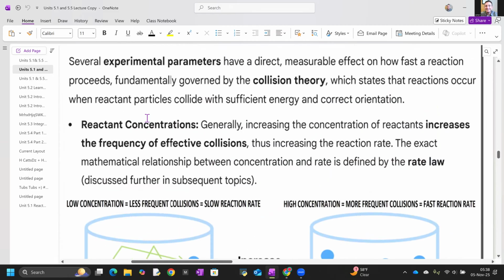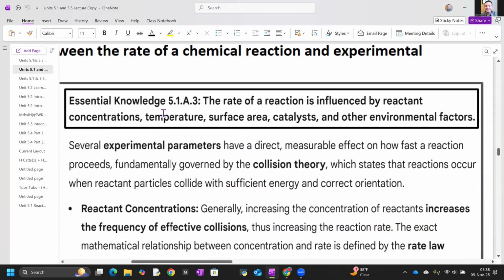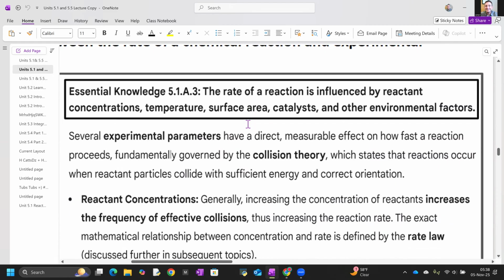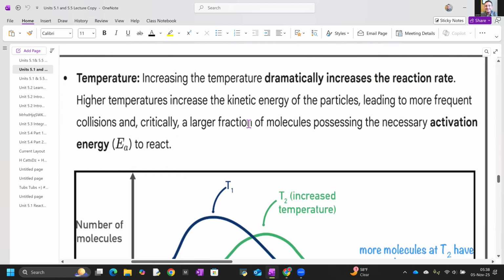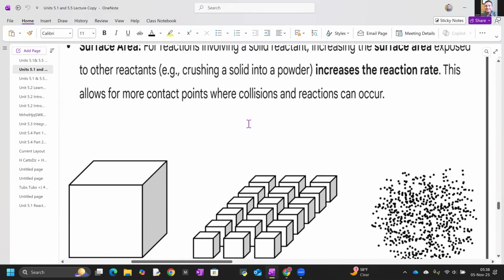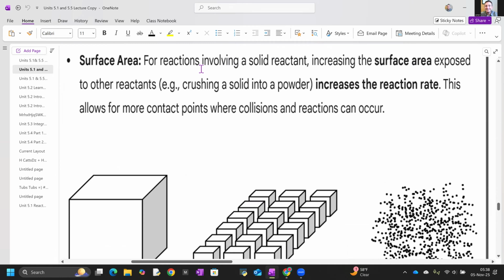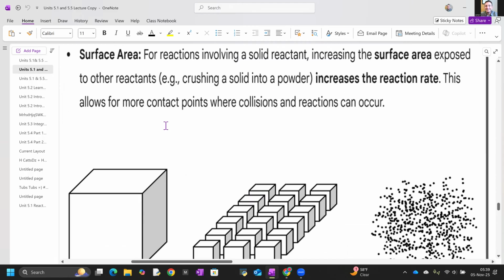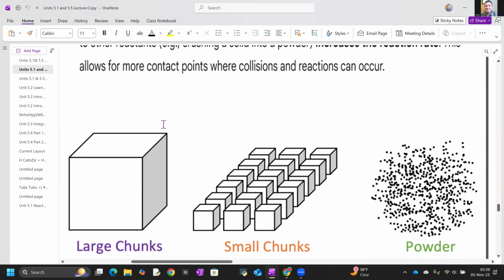The next thing that we're going to look at, so we've looked at concentration, temperature. The next thing we're going to look at is surface area. For reactions involving a solid reactant, increasing the surface area exposed to other reactants, such as crushing a solid into a powder, increases the reaction rate. This allows for more contact points where collisions and reactions can occur.